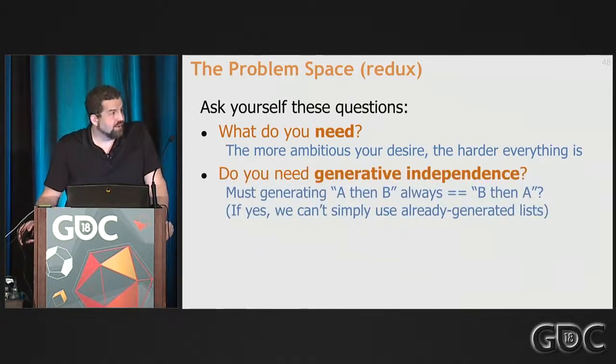For example, do you need generative independence? If I generate A, then B, does that always have to be the same as if I generate B, then A? Meaning, is the order allowed to affect the generation?